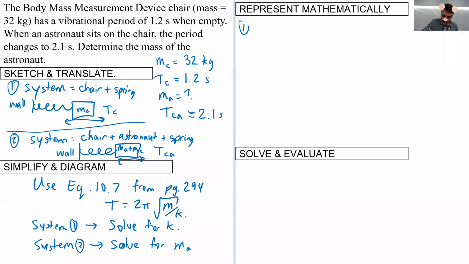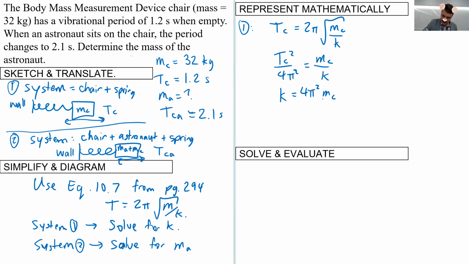So from system 1, I will say TC is equal to 2 pi times the square root of the mass of the chair divided by k. K is going to be the same spring constant in both. I can divide both sides by 2 pi, square everything. TC squared over 4 pi squared is equal to MC over k. So what that means is that k is equal to 4 pi squared times the mass of the chair divided by TC squared.